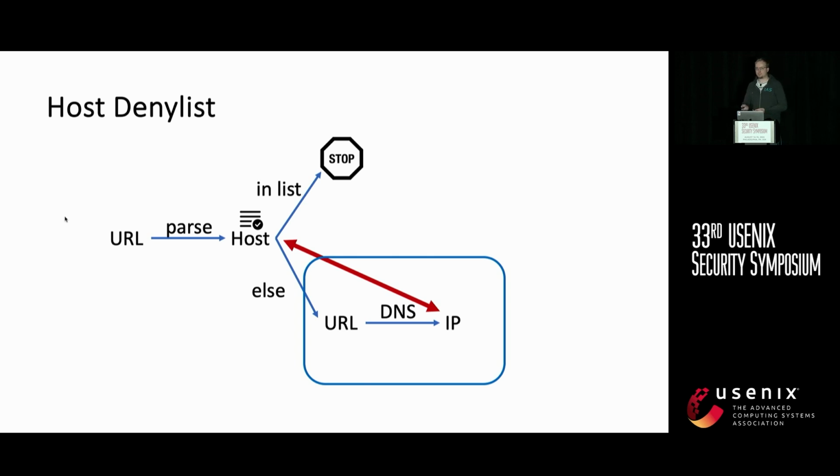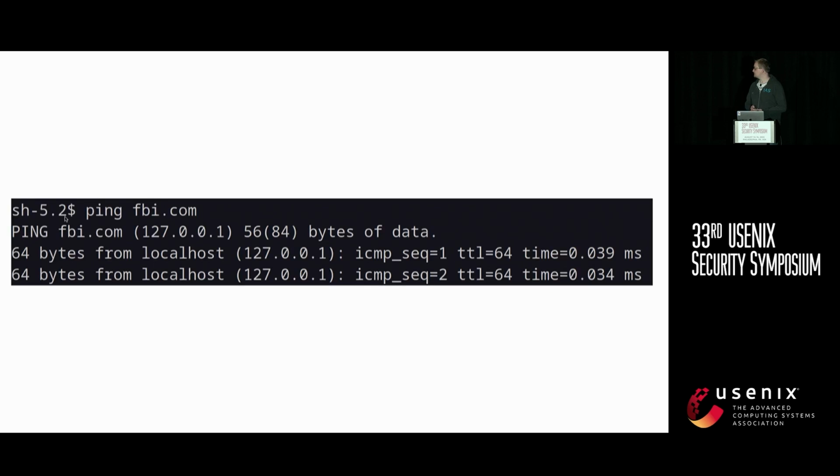But there's a certain mismatch here, because we're checking against the host, but we are requesting against the IP address. An attacker can use this, for example, by using a domain like fbi.com, which resolves to localhost. And so he's evading your list. And of course, you can't collect all of these domains that resolve to localhost. And even if you could, an attacker could just go ahead and register a new domain, which also resolves to localhost. So obviously, using a host-based list is not suitable for this case.